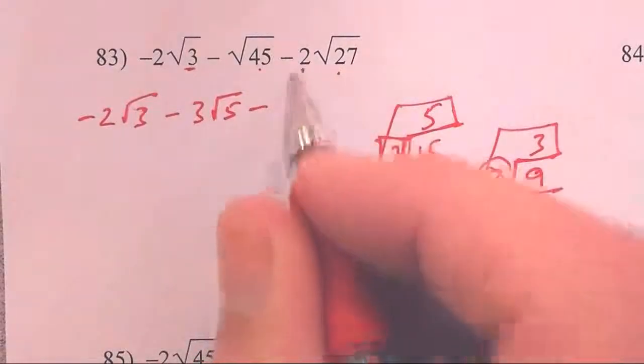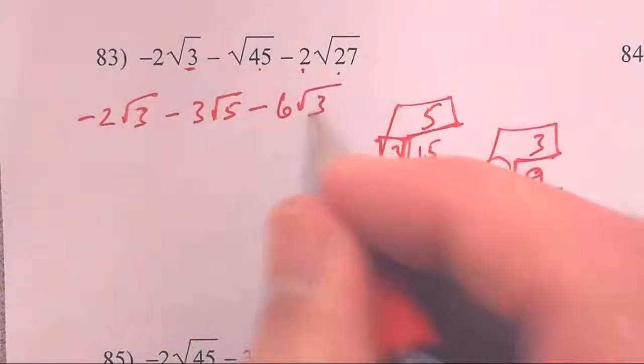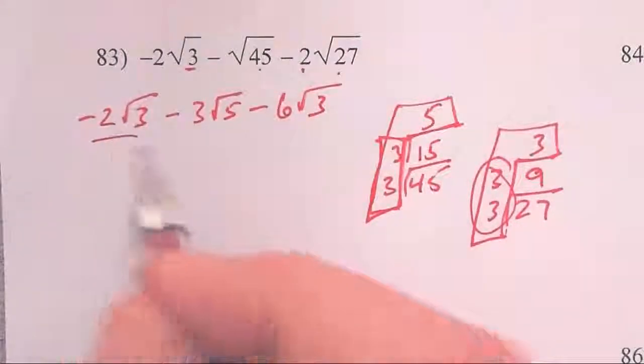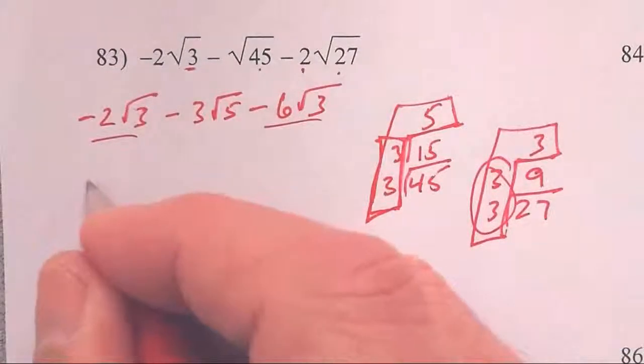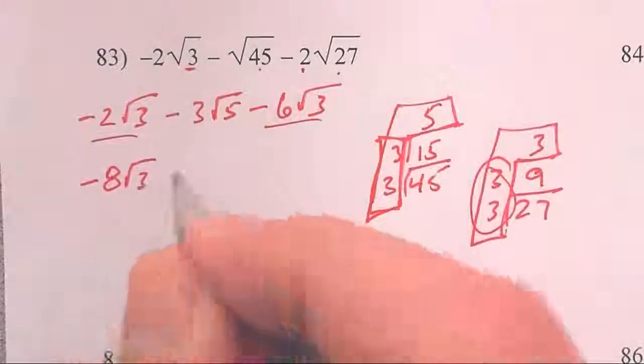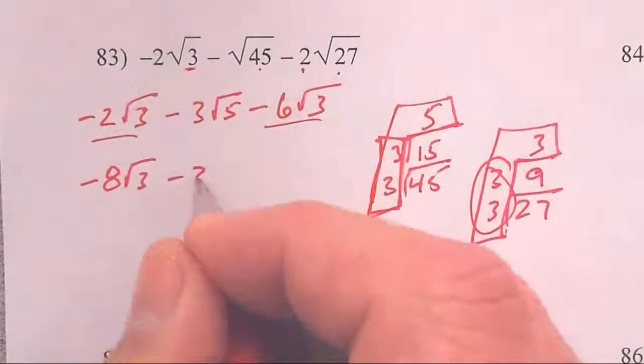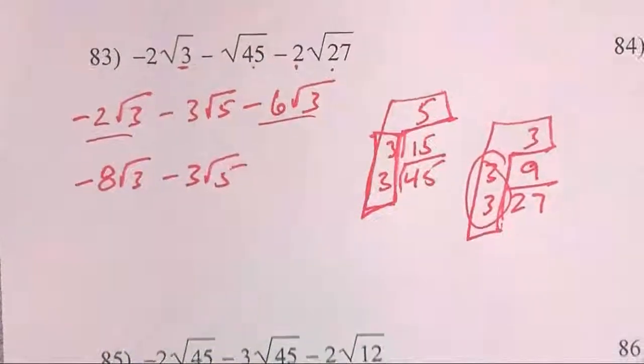Join the 2. 2 times 3 is 6. Leave behind a 3. I've got negative 2 apples minus 6 apples for a total of minus 8 apples minus 3 root 5. And those can't combine.